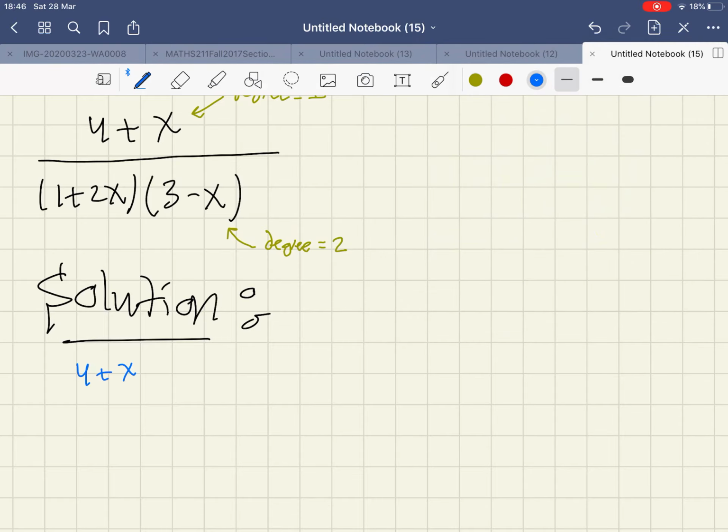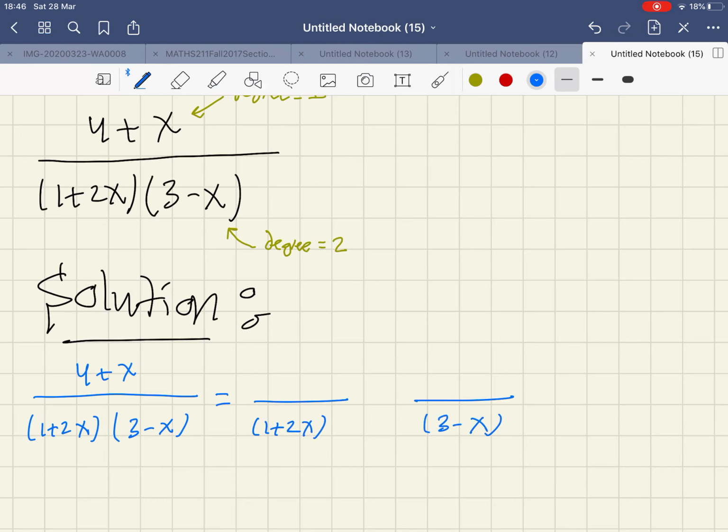You take each factor, each bracket, and you write it separately. We call it partial fraction. So 1 plus 2x, and here 3 minus x. And then you put a plus between them. It's like you split them. They are together here, and there is a multiplication. You just change it into a plus. You take each factor and you write it down by itself.